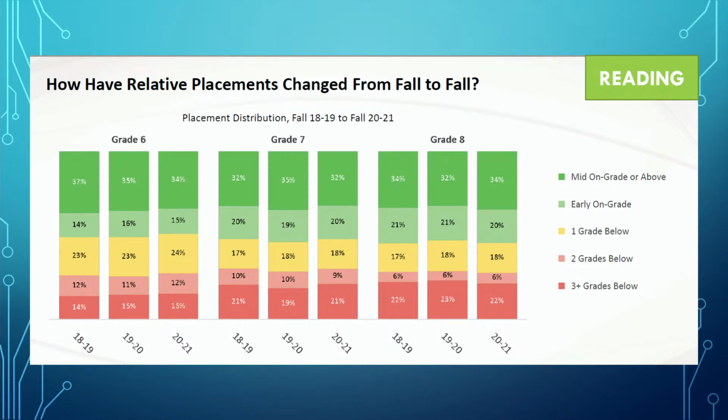Our striving readers, of course, is our main area of concern, but we want to make sure all students are growing. Last year in grade 6, 26% of our students were 2 or more levels below, and this year we do see that increase to 31% as they are in 7th grade.